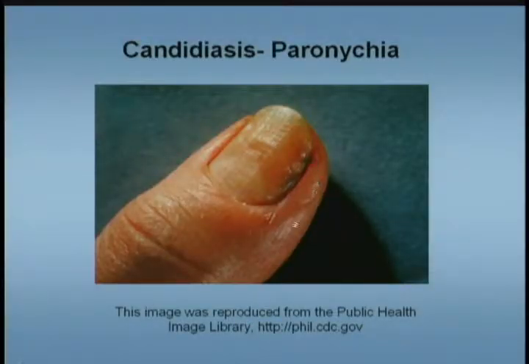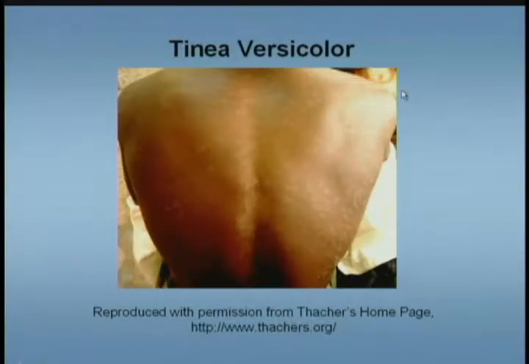Paronychia, that is a bacterial infection around or near, par, around, near the nail, around the nail, paronychia. Tinea versicolor, hey, look at the many strange colors. You see the many strange colors? It's sort of like versatile colors, multiple colors. Tinea versicolor is also known as Pityrosporum orbiculare.